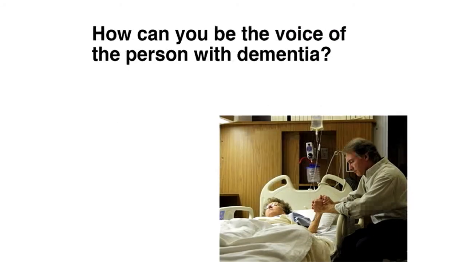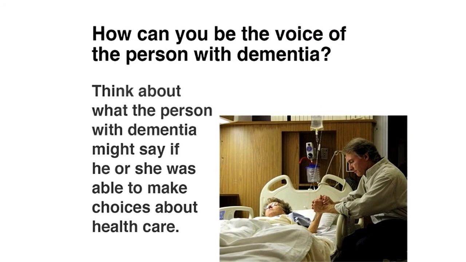How can you be the voice for the person with dementia? You can be the voice of the person by imagining what the person might say if he or she was able to make choices about health care. Remember, this choice is not about what you want for yourself, but what the person with dementia would say if he or she could tell us. Using this information, you, the doctor, and the nursing home team will work together to make a decision that is best for the person with dementia.